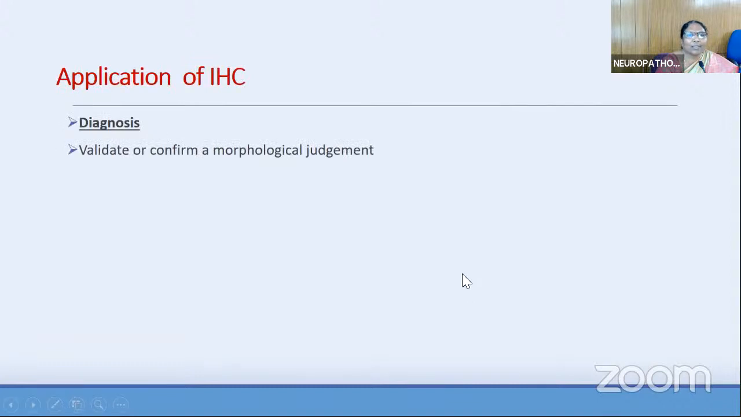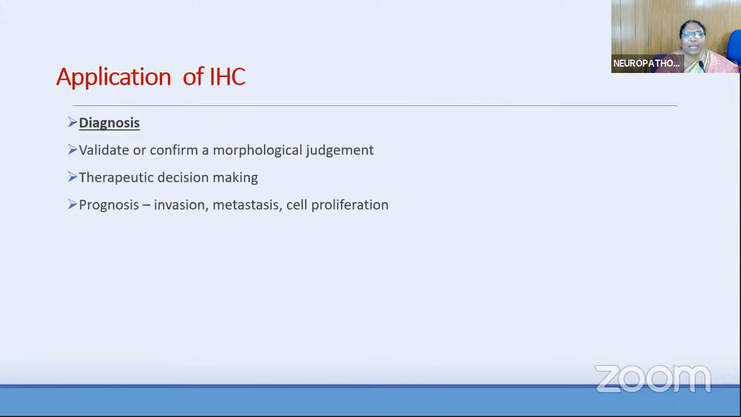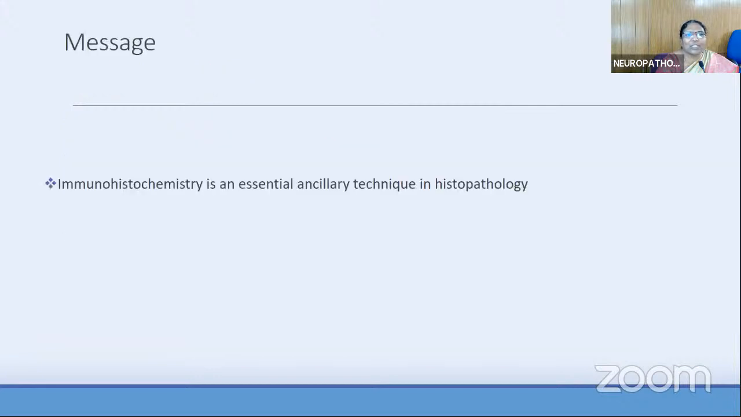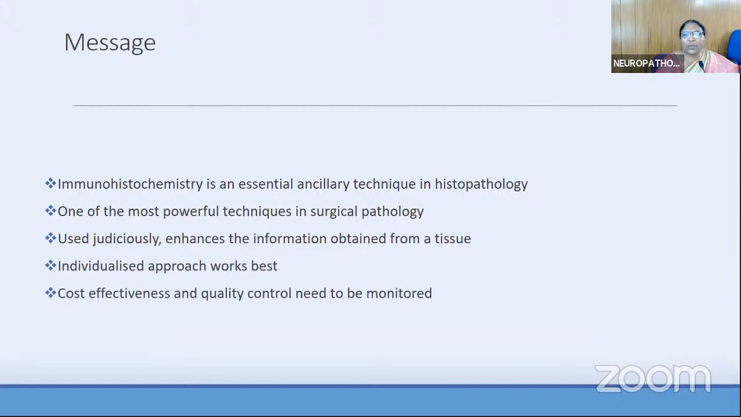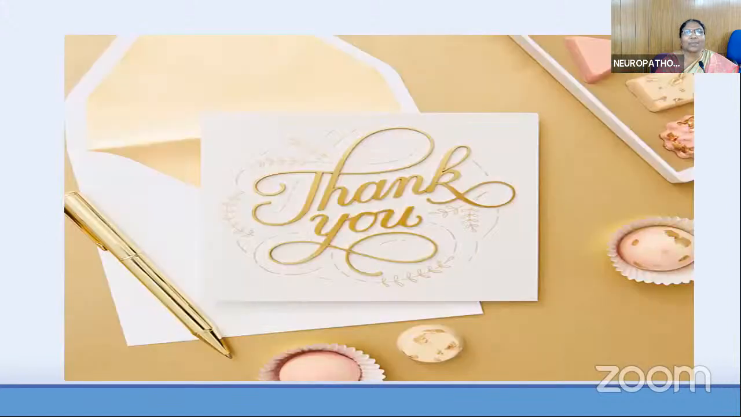Applications of IHC are diagnosis, helping validate and confirm a morphological judgment, therapeutic decision making, prognosis, invasion, metastasis, cell proliferation, and demonstration of tissue components. Message: immunohistochemistry is an essential ancillary technique in histopathology. It is one of the most powerful techniques in surgical pathology when used judiciously for the information obtained from a tissue. An individualized approach works best. Cost effectiveness and quality control need to be monitored. Thank you.